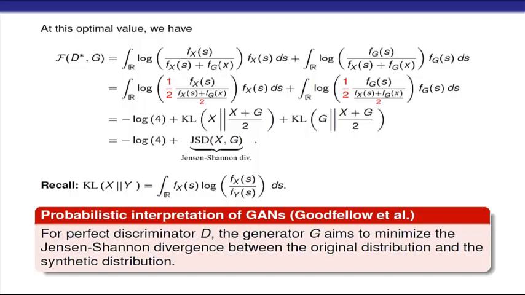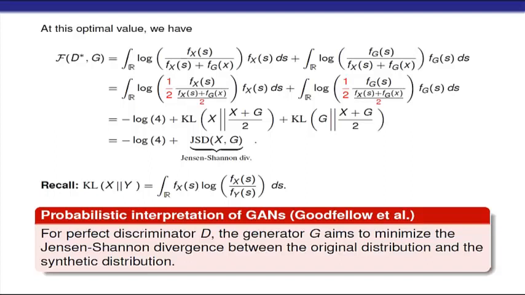If you plug the optimal discriminator into the cost functional and do some substitution, putting 1 half here and a 2 there, at the end of the day you get that the cost functional can be written as a constant, minus log of 4, plus the Jensen-Shannon divergence between X and G. So for a fixed optimal discriminator, G aims to minimize the Jensen-Shannon divergence between the generated sample and the real sample. And this is the probabilistic interpretation of this problem.